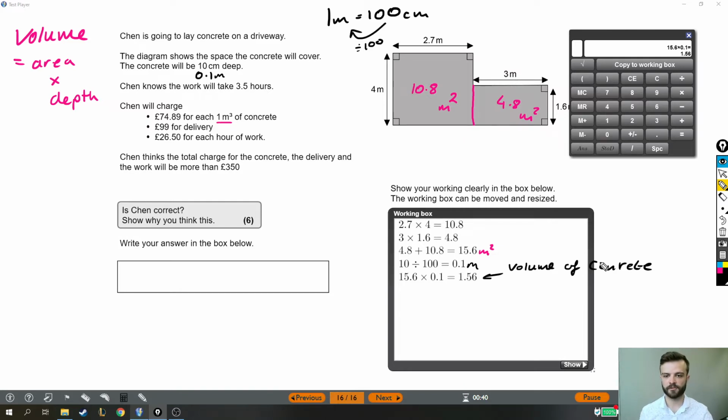Okay, now we can start dealing with the cost. I would say that's probably the hardest part out of the way now. Now we just deal with the cost.